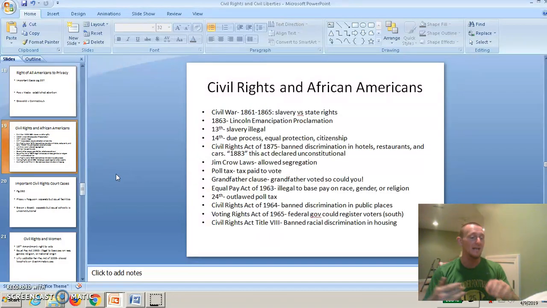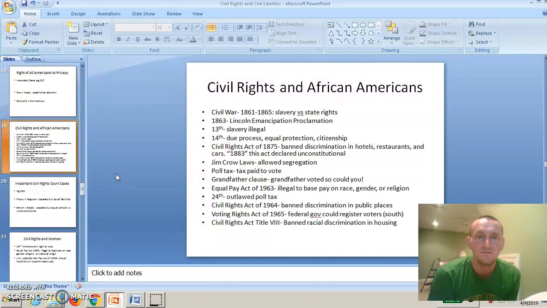Here's big. After you get through the court cases, here's a timeline for the civil rights. Civil War. I'm going to go through this. I'm hoping you know it or have an idea about it, but we'll see. The Civil War from 1861 to 1865. Some people say it was because of slavery. Some people say it was because of states' rights. It's debatable. Emancipation Proclamation. Make sure you know what that is.